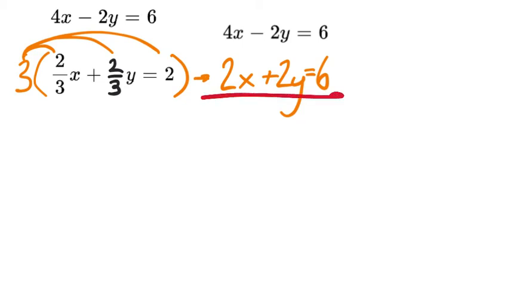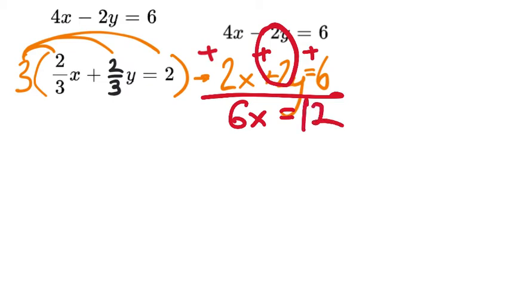So I can go straight into adding all of my like terms here. 4x plus 2x is 6x. The negative 2y plus 2y zeroes out, just like we wanted it to. It eliminates, if you want to say it that way. It does sound better if you say eliminate. 6 plus 6 is 12. Now I just solve this: I'll divide both sides by 6 to get x equals 2.